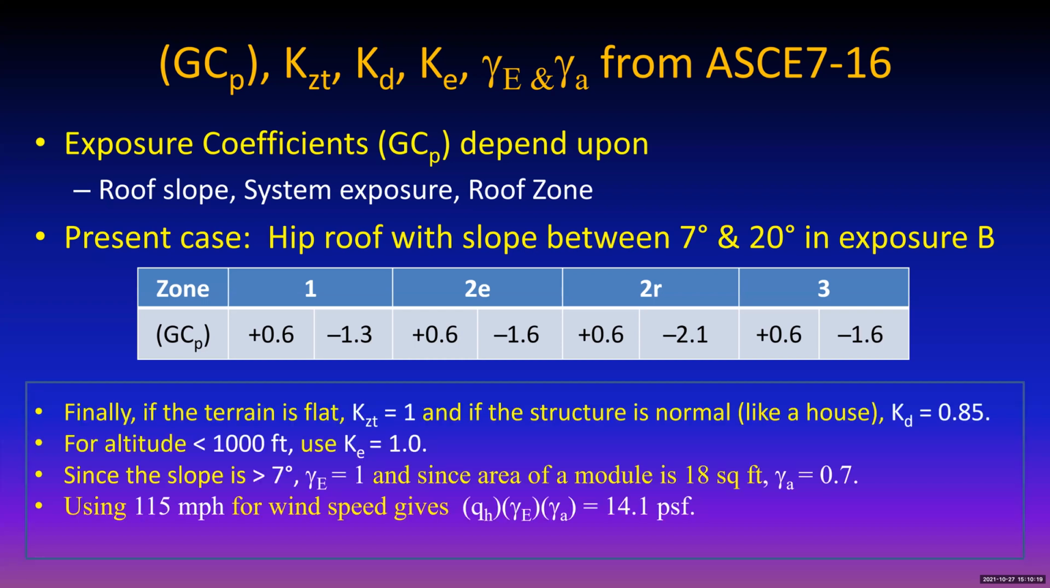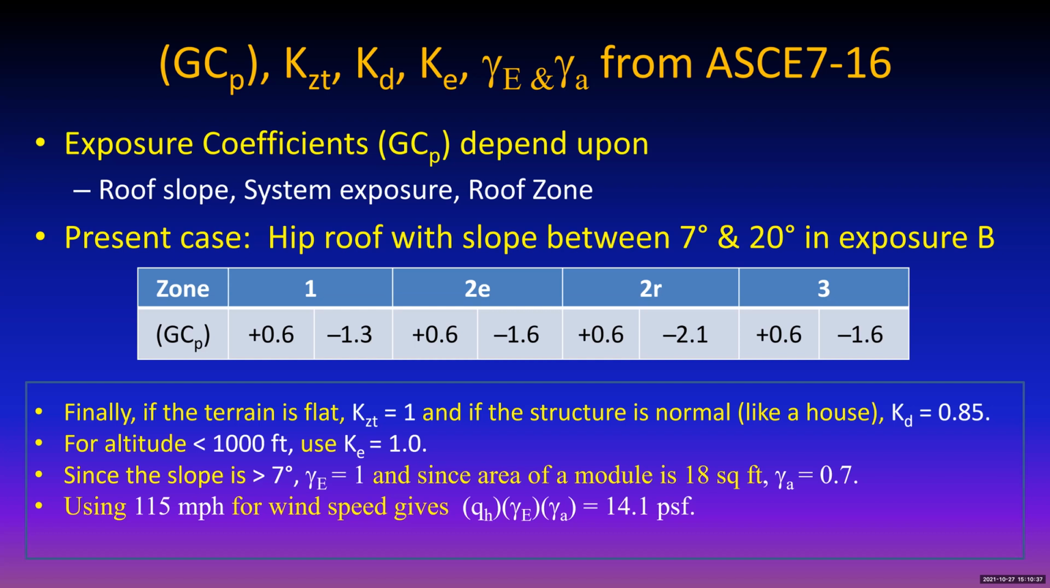If the terrain is flat, then KZT, the terrain coefficient, is equal to 1. But if the structure is a house, like a normal thing, KD is 0.85.